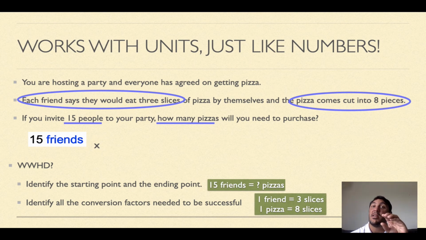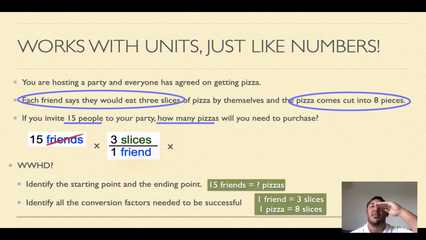Right now, 15 friends is a whole number, so it's really 15 friends over 1 if I wrote it as a fraction. 15 friends is a numerator. So if I want to cancel out friends, I need friends to be in a denominator. So for the next conversion factor, I want friends in the denominator, but I need something it's equal to on the top in a different unit. So I put 1 friend on the bottom and 3 slices on top, since each friend eats 3 slices. And since friend is in the numerator and the denominator, they cancel.